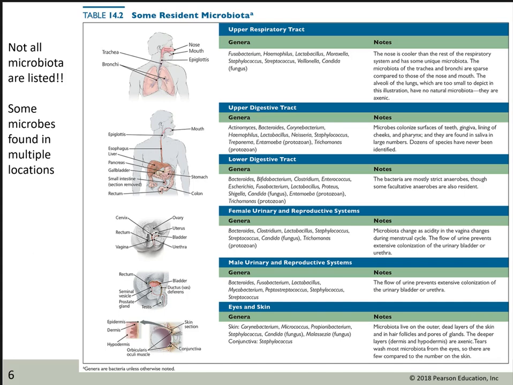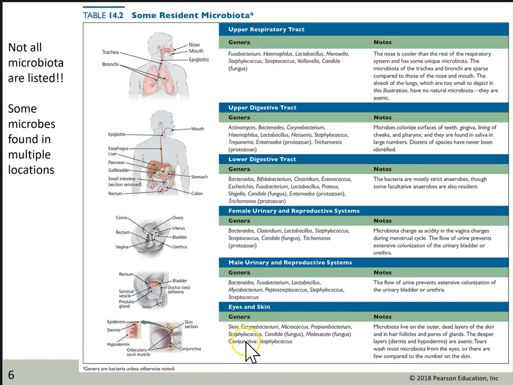So I'm not going to have you memorize those, but I do want you to consider the fact that you see some microbes listed here over and over again. A great example of that is Streptococcus. Here we see Streptococcus as part of the microbiota of the human urinary and reproductive system. And here we see Streptococcus again in the male urinary and reproductive system. And we see Streptococcus here again in the upper respiratory tract. So these are microbes that are in several different places.